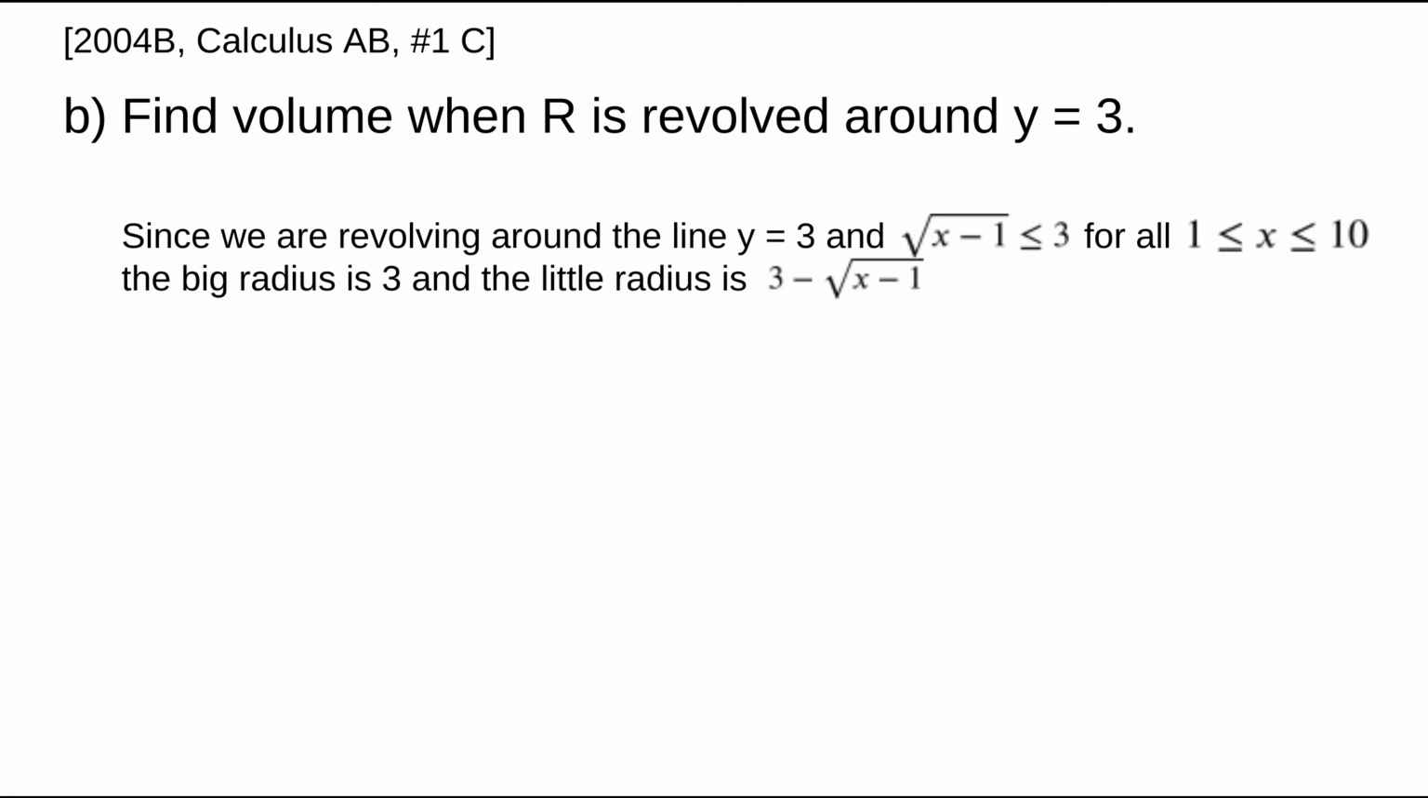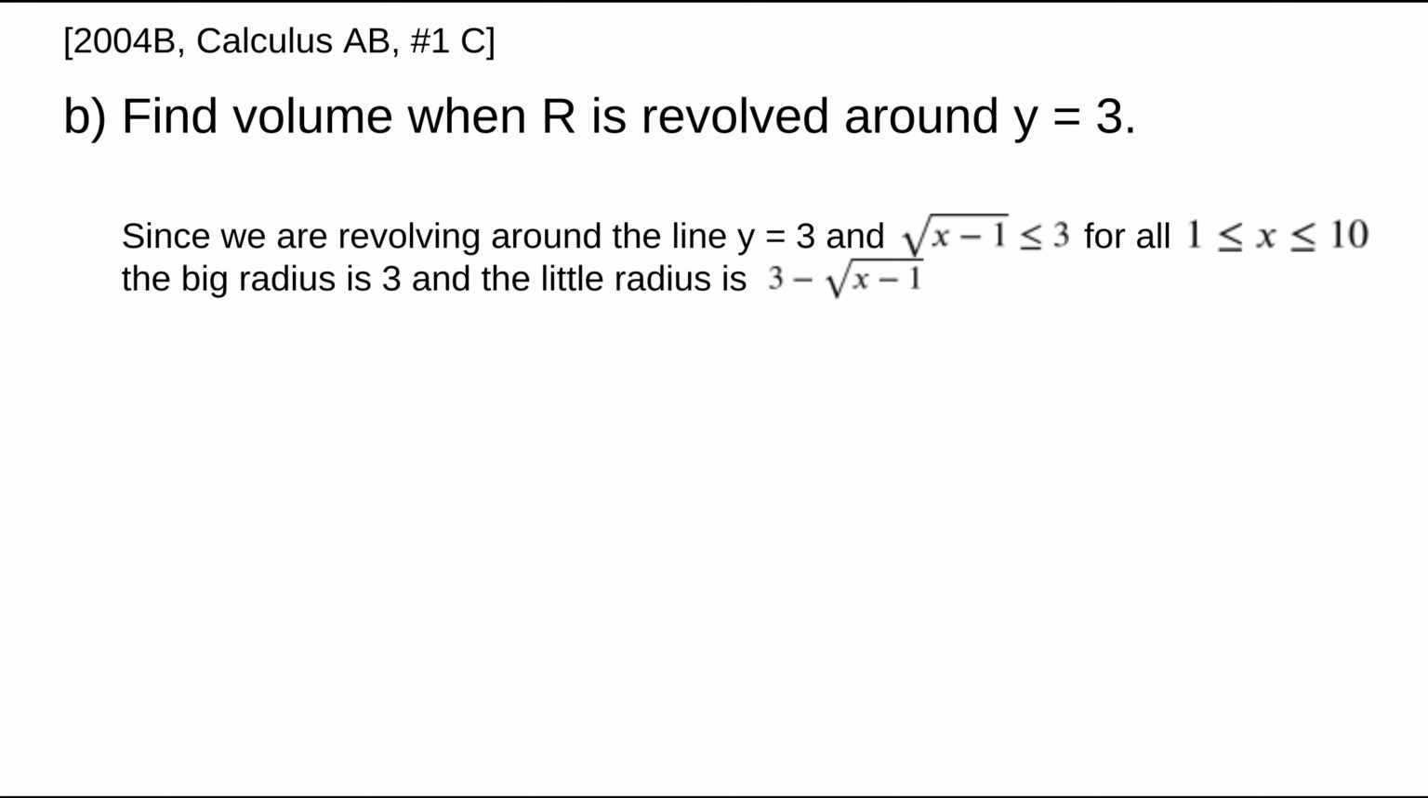So we're going to use the washer method. The furthest boundary away from the line y equals 3 is going to be the x-axis. So our big radius is going to be 3. Our little radius is going to be 3 minus the function square root of x minus 1. That's the boundary that's closest to the horizontal line y equals 3.